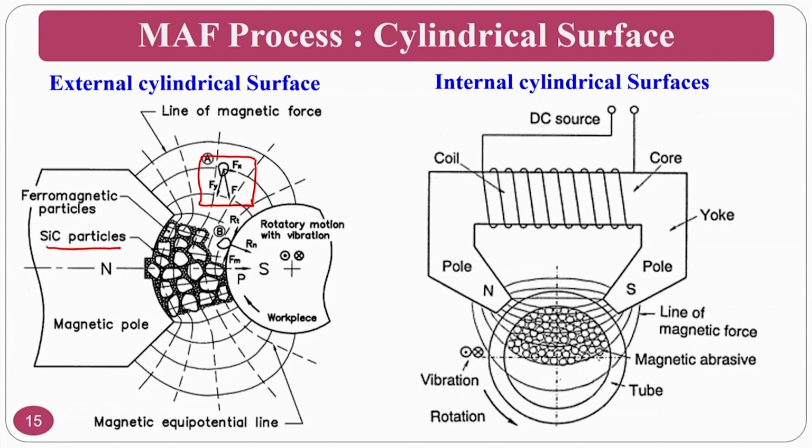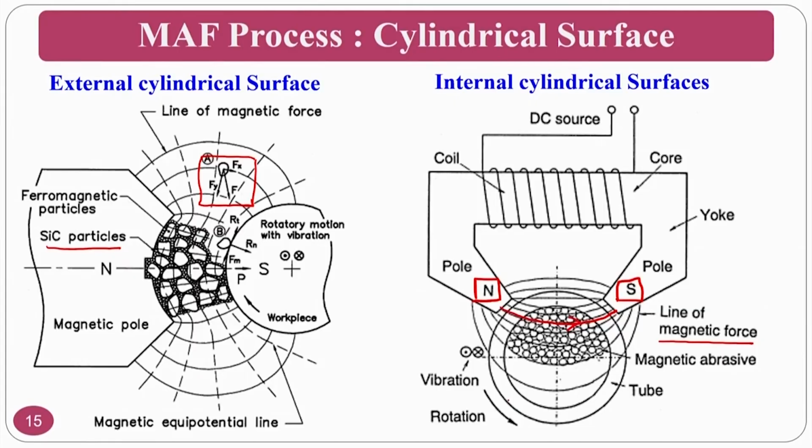cylindrical surface. So, if you see in the hollow cylinder, if I want to finish the inner surface of the hollow cylinder, in that circumstance you have the north pole and the south pole, and the field lines will always move from north to south, that you can see here. You have abrasive particles as well as CIP particles. So, these lines of magnetic force will form the chains, and these chains will entrap the abrasive particles and finish the surface. And here also you have to give rotational motion to the workpiece, because of the relative motion the material removal will take place.